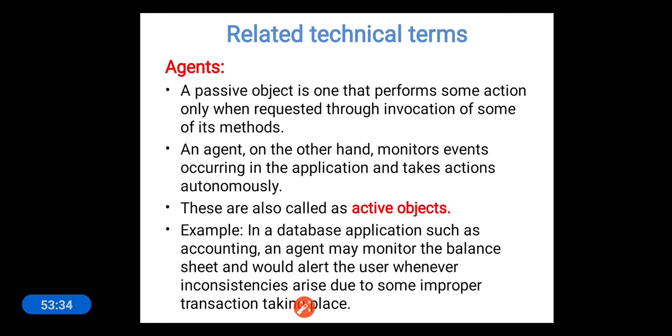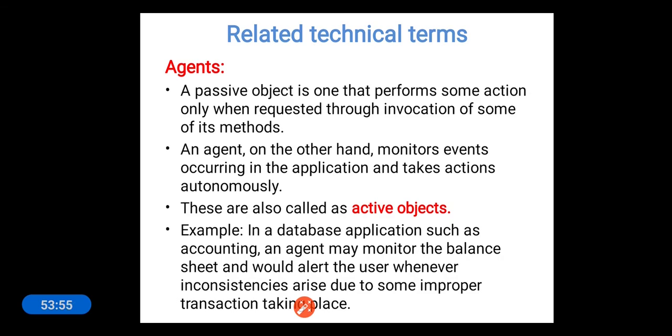Next comes agents. Generally an object, that is a passive object, is one that performs some action only when requested through invocation of some of its methods. That is, generally an object reacts only when one of its methods is called. Such kinds of objects are called passive objects.